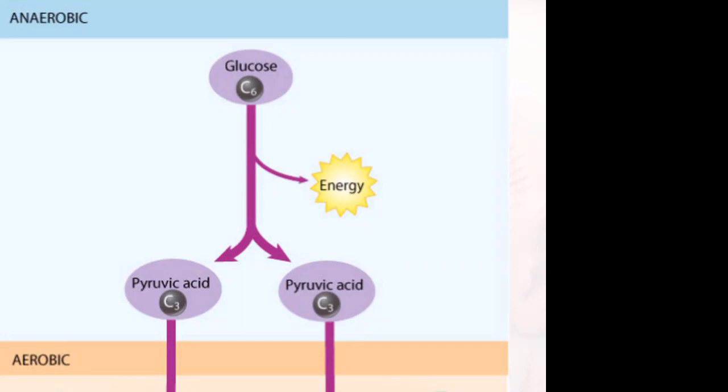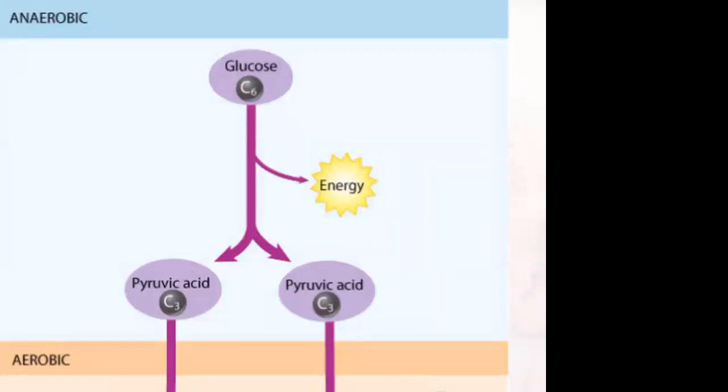Hold on 1 second. Let me check here. Okay. Yes, glucose requires ATP and hexokinase or glucokinase to become glucose 6-phosphate. Glucose 6-phosphate is converted to fructose 6-phosphate using phosphoglucose isomerase. Fructose 6-phosphate becomes fructose 1,6-bisphosphate with the rate limiting enzyme phosphofructokinase 1.